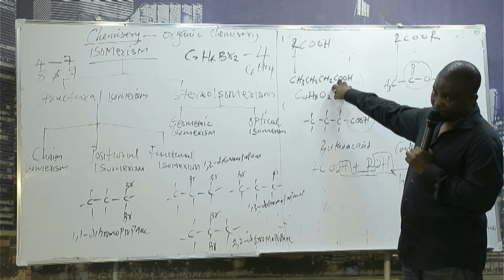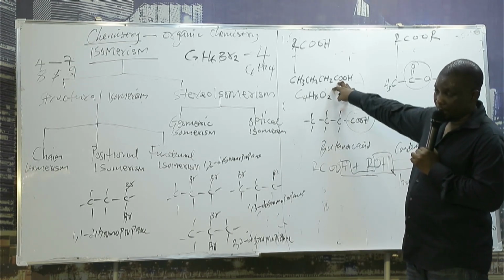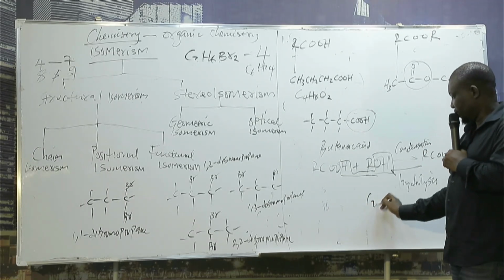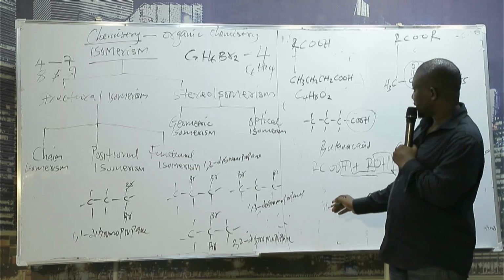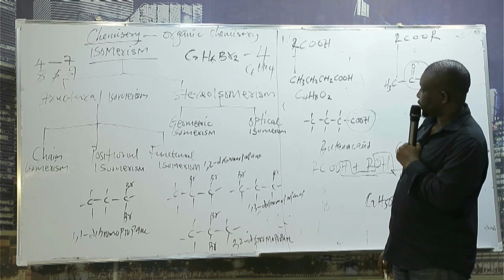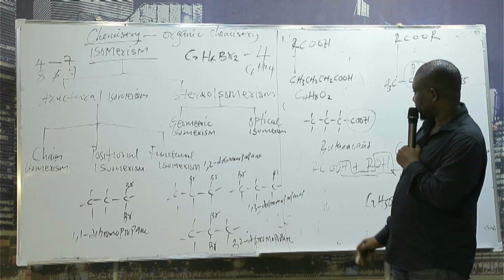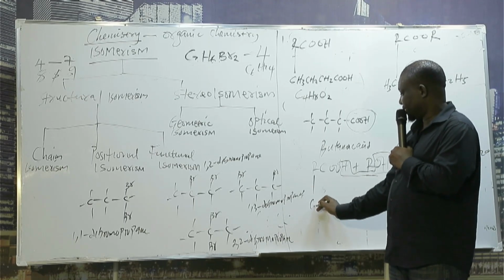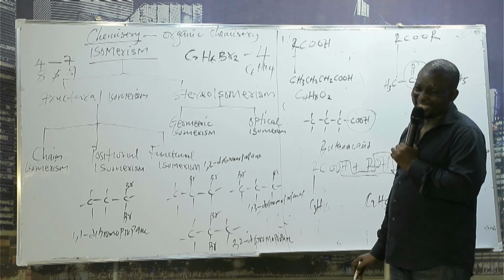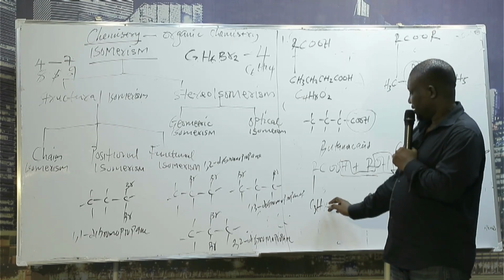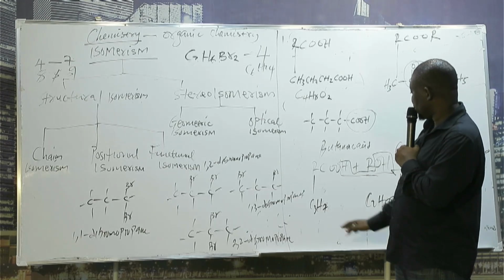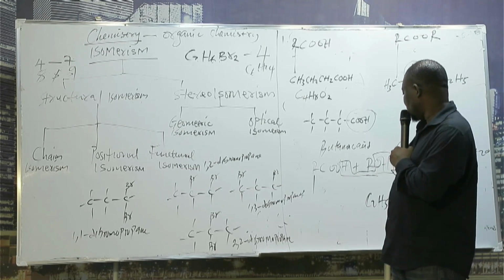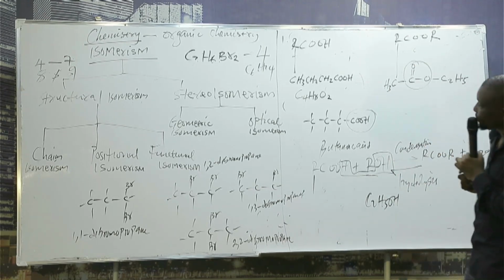What if this thing now is this thing? And this one is C2H5OH. And this one, how will I put it? If I have C3, this is C3H7. You know this is propene now, isn't it? It's propene. Is it C3?